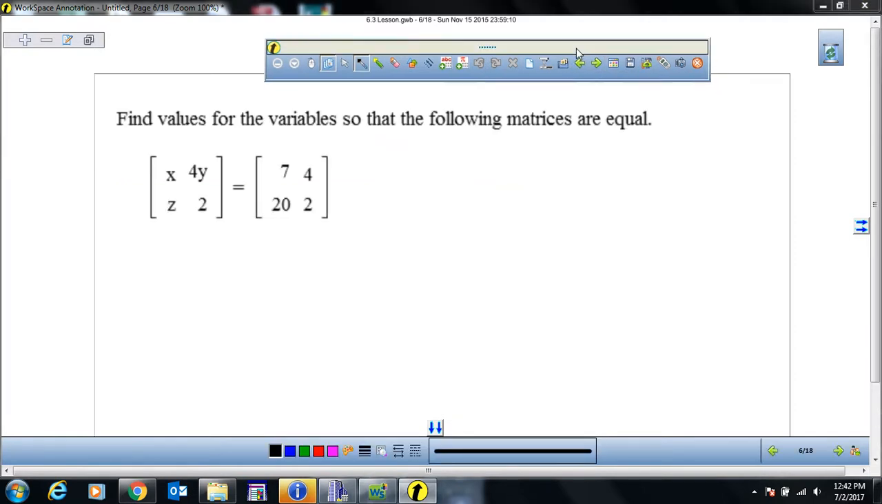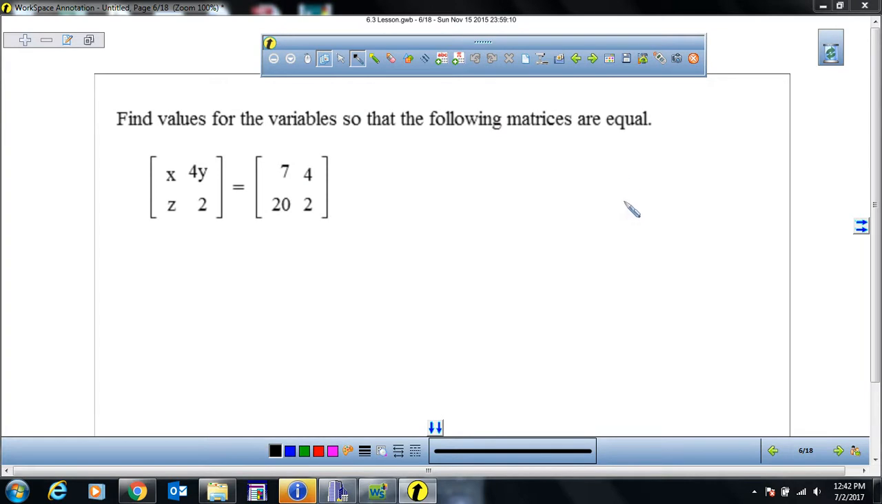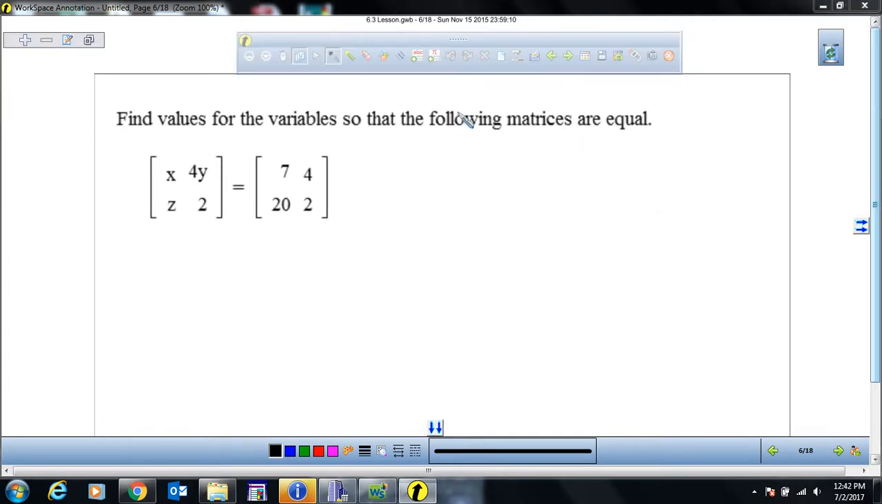Let's go ahead and work on this problem. Find the values of the variables so that the following matrices are equal. That's what we want to find out. Find the values of the variables so that the following matrices are equal.